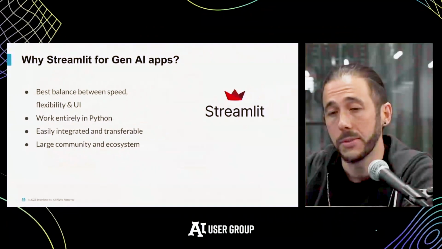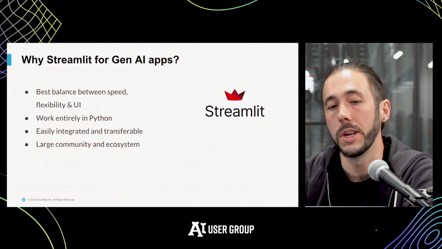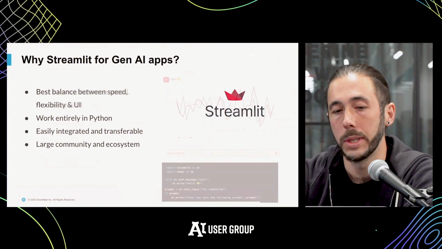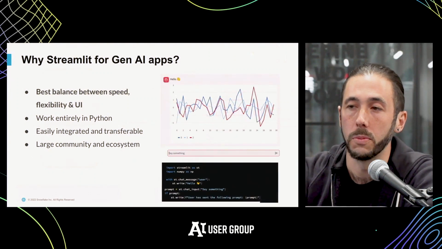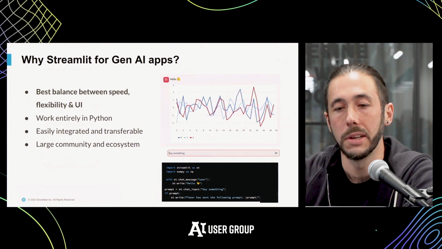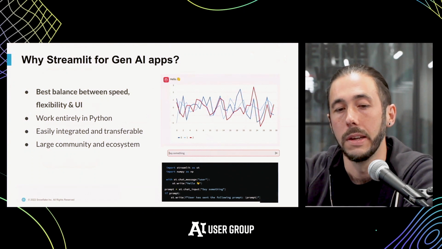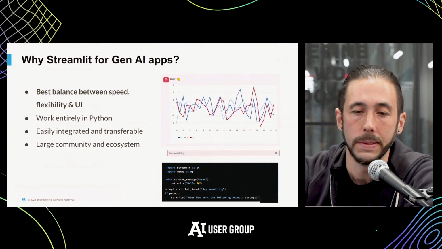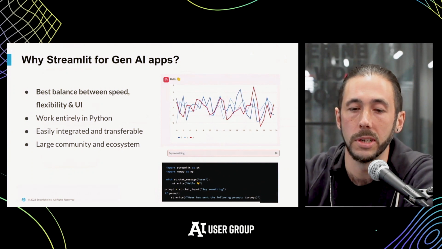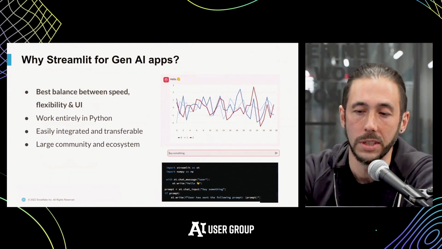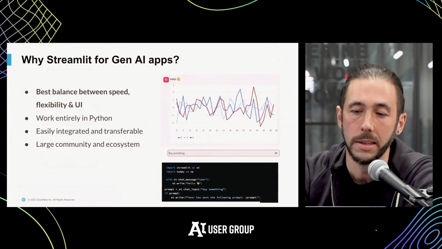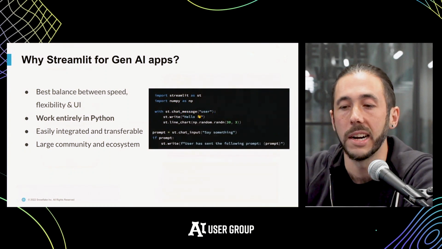So yeah, I think Streamlit is particularly good in the way that it provides a really nice balance between speed of development, flexibility, and being able to still build whatever sort of UI you want with a lot of flexibility, and having a lot of UI primitives and components that you can insert into your app really easily. So I've got an example here where we see a chat interface as well as a plot, and being able to write that with just a few lines of code. Again, you're working entirely within Python.